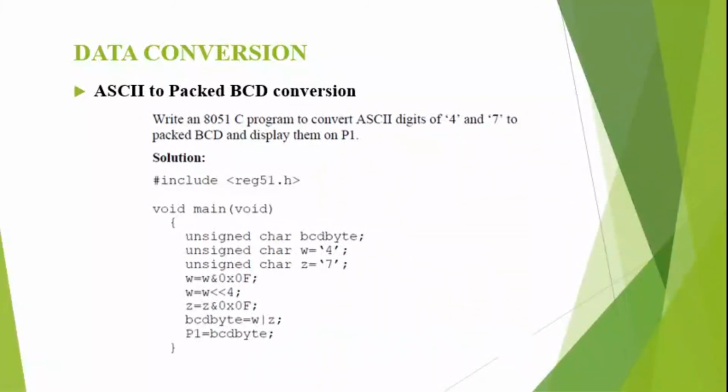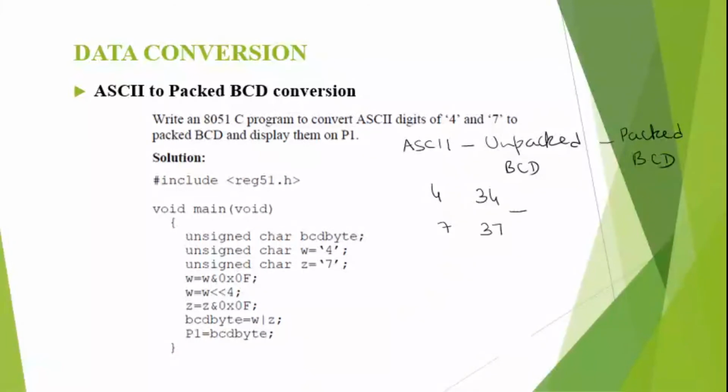Next we have ASCII to packed BCD conversion. The ASCII number should be converted to unpacked BCD, which will then be converted to packed BCD. ASCII digits 4 and 7, which are 34 and 37, will be converted to unpacked BCD, that is 04 and 07, by getting rid of 3, and then converted to packed BCD, so it will be 47. Let us see an example to illustrate this.